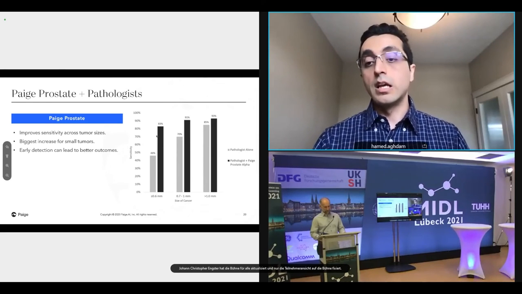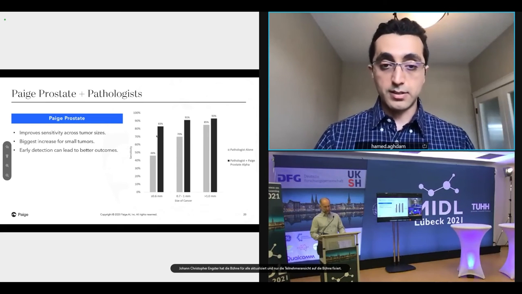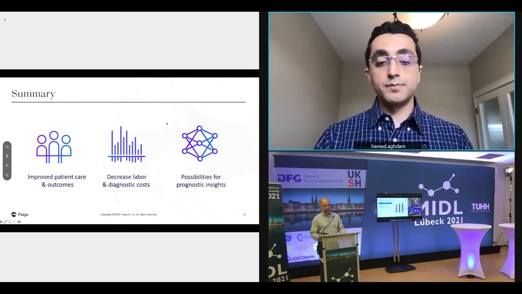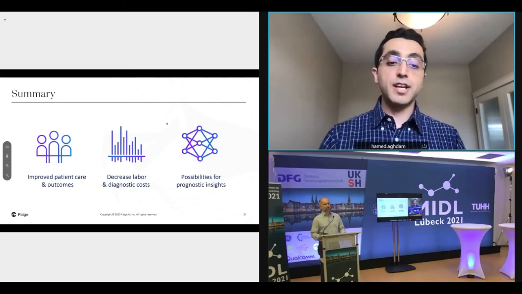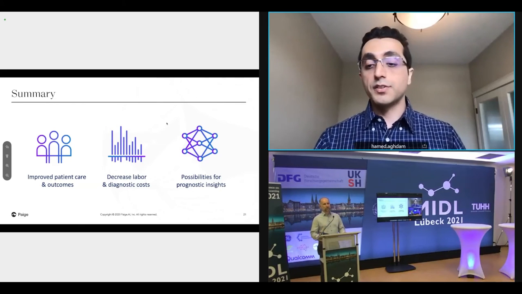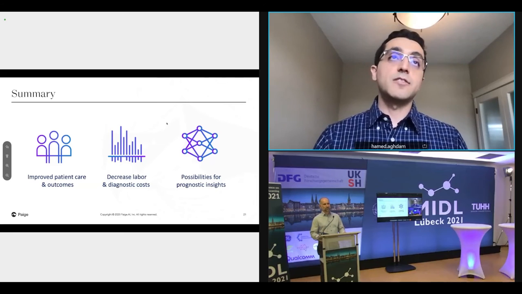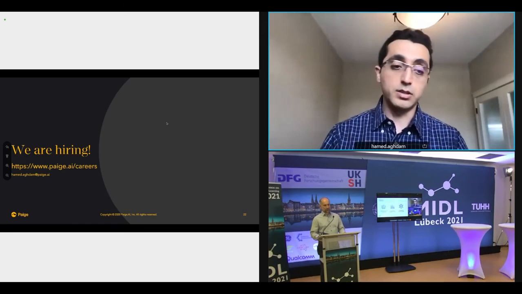But you can also see a somewhat substantial increase in larger tumor sizes. So in sum, what we want to do is improve patient care and outcome. We want to decrease the labor and diagnostic cost. And we are also looking forward to having some kind of prognostic insights using our AI model.